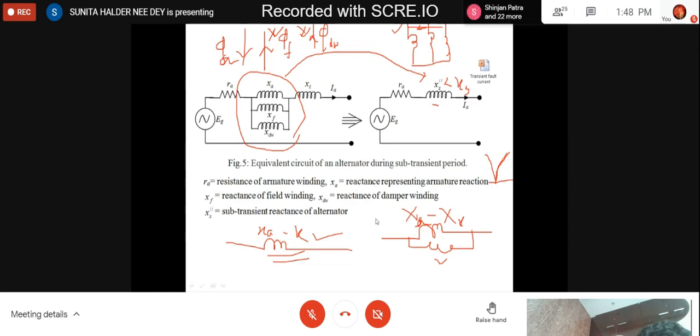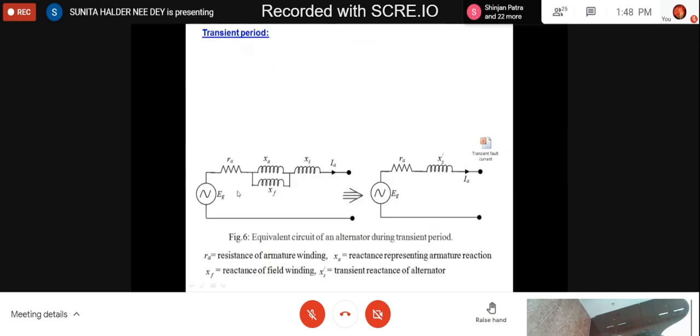Then during the transient period, the damper winding will be isolated from the system, because it is a short circuited winding and its time constant is very low, so it will decay very fast, so it will not offer flux for a long time. So in that case, if the damper winding is not offering flux, that means it is offering no reactance, so it will be disconnected.